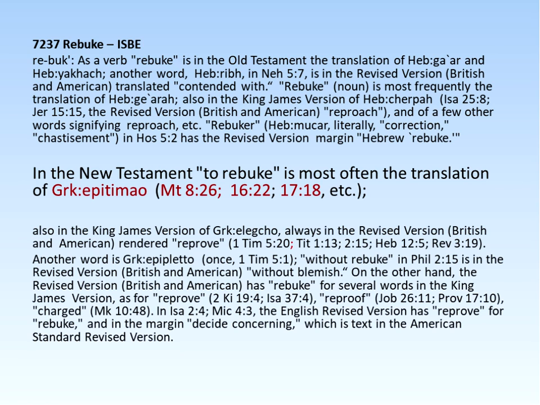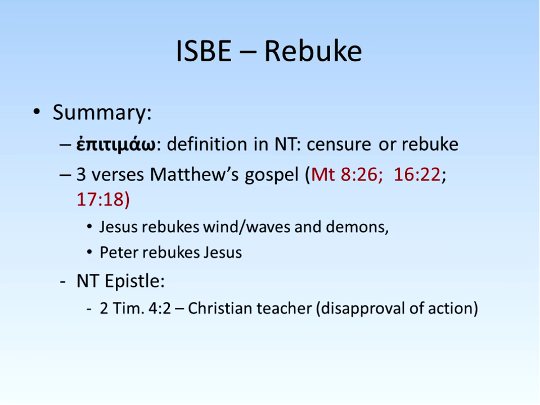So we're going to actually look at what this means. That's all it really tells us. It gives us the Matthew translation. So what do we see? It says here rebuke. We're given 3 verses in Matthew's Gospel. Notice this restricts it to a Matthew discussion. Matthew 8:22 and 17. Jesus rebuking the wind and rains and demons, and Peter rebuking it. And a New Testament epistle, 2 Peter, where Christian teacher rebukes.